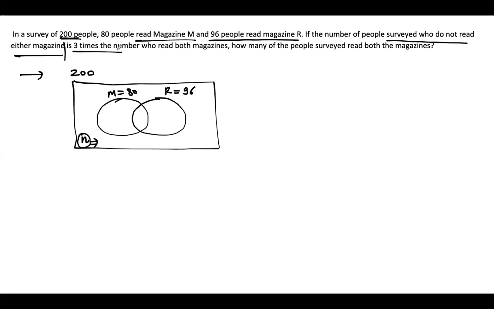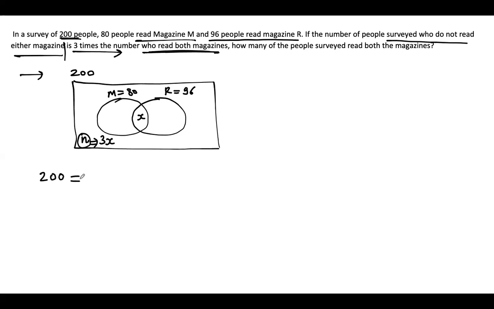This is 3 times the number who read both magazines. Both, that's the common part. So let's say there are x persons who read both magazines. So what are the number of persons who are not reading either of the magazines? 3x. Can you make an equation from here?